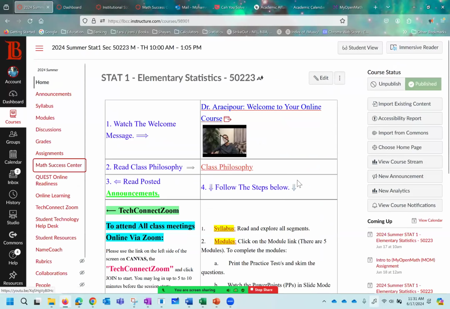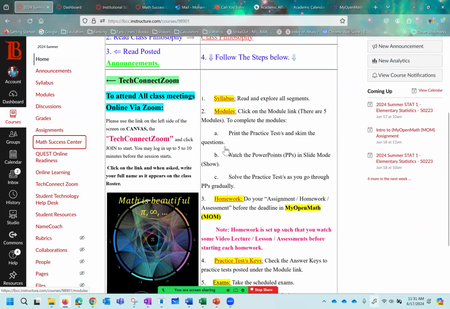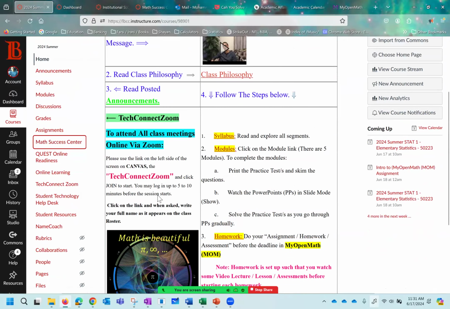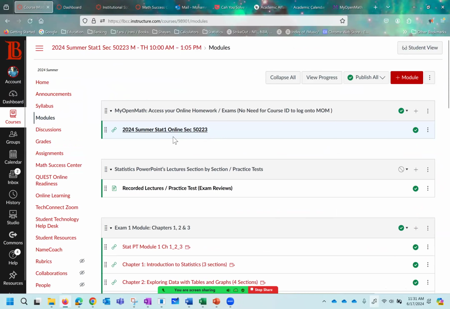So going back to the homepage of Canvas, the next one I want to look at is modules, which has just about everything underneath it. You can click on modules on the left navigation bar, or the modules here. So modules. What do we find? Number one at the top, we see My Open Math. This is what you do to register with My Open Math. The next one is the recorded lectures.